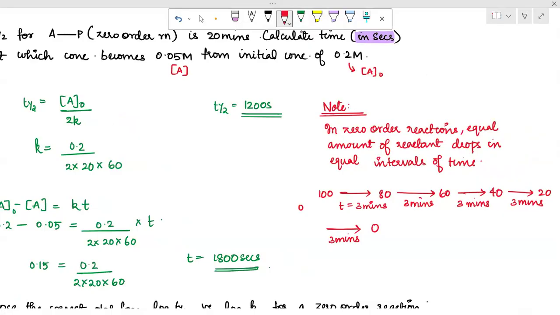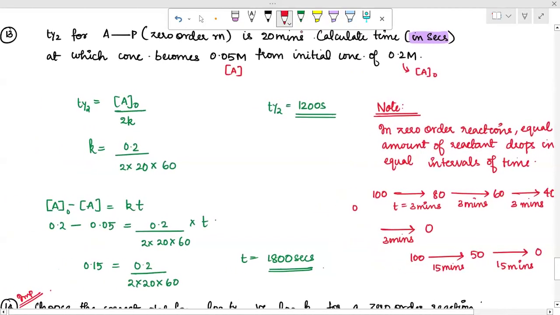Whatever time is given to you, let's say in 15 minutes, this is reduced by 50. So how much amount is reduced? 50 units. In what time? In 15 minutes. So what will happen in the next 15 minutes? Again, the same amount will disappear, which means it will become 0. So this is a shortcut which is applicable only to zero order reactions, and you can use the same shortcut to solve this as well.